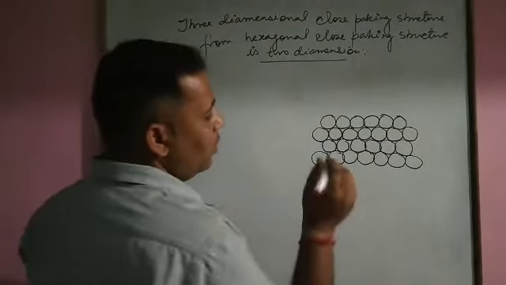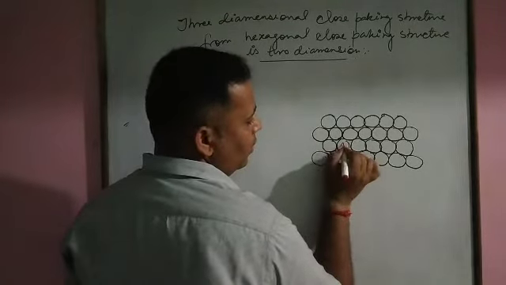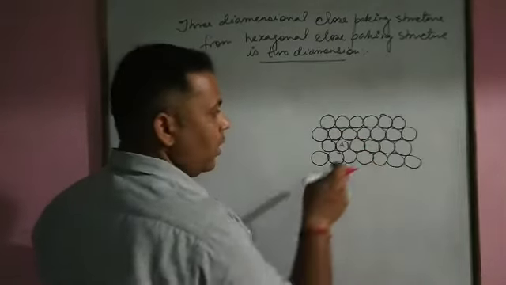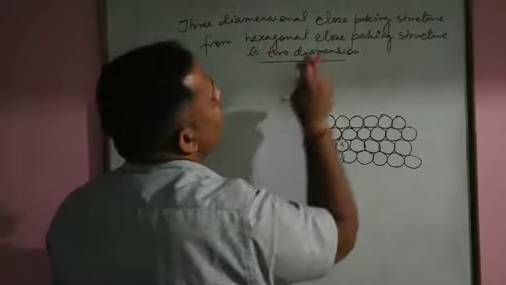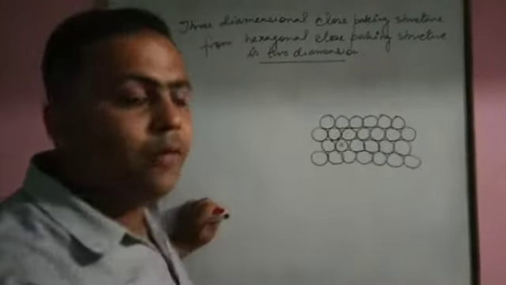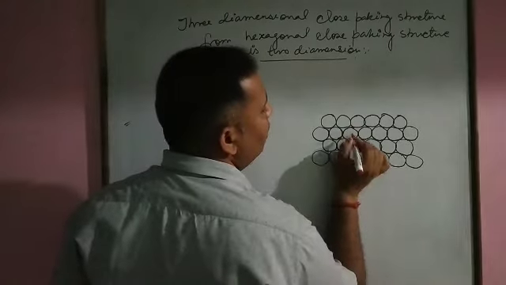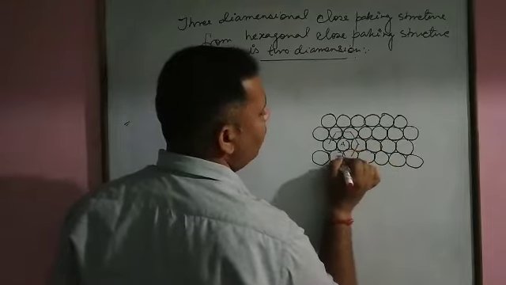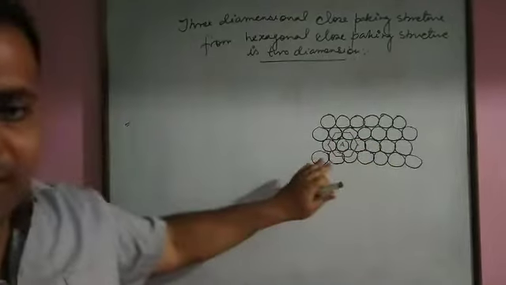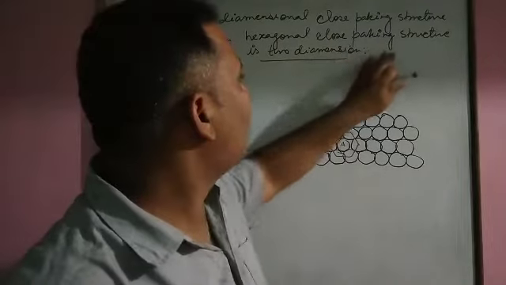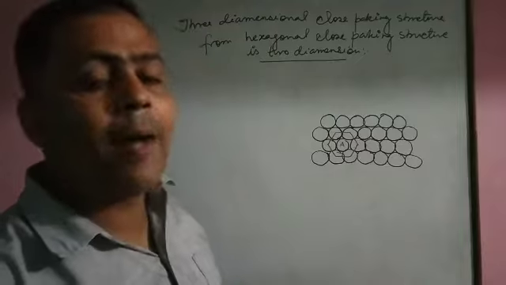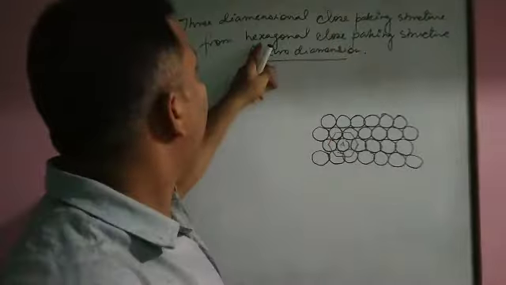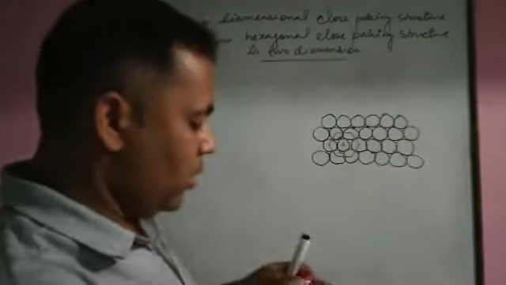What is the coordination number of this sphere? If we are discussing A, what is the coordination number? 1, 2, 3, 4, 5, 6. Clear? It means in the case of hexagonal close packing structure, we have coordination number 6. If we join the centers of the neighboring spheres, we have a hexagon. That's why it is termed hexagonal close packing structure in two dimensions. Now we have to prepare a three-dimensional close packing structure from hexagonal close packing structure. Clear? Let us do it.